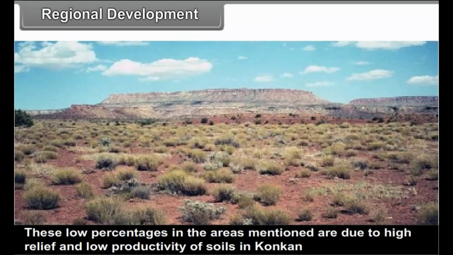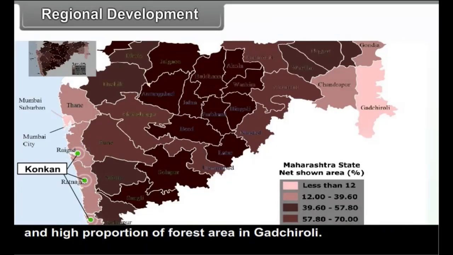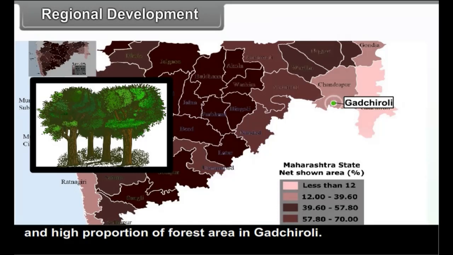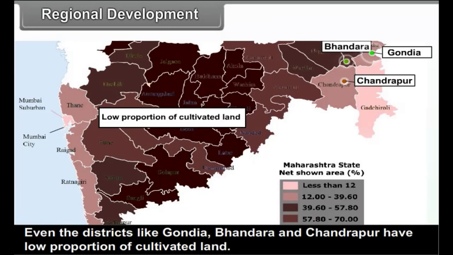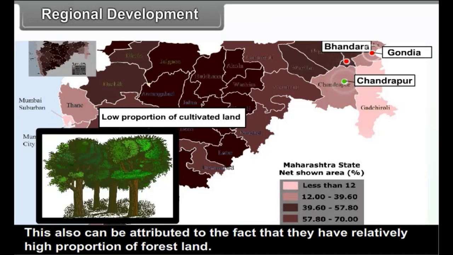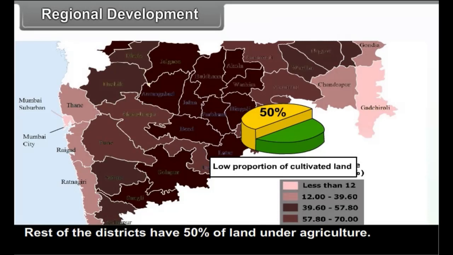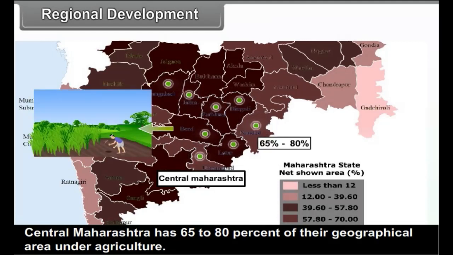These low percentages in the areas mentioned are due to high relief and low productivity of soils in Konkan and high proportion of forest area in Gadchiroli. Even districts like Gondia, Bhandara and Chandrapur have low proportion of cultivated land. This also can be attributed to the fact that they have relatively high proportion of forest land. Rest of the districts have 50% of land under agriculture. Central Maharashtra has 65 to 80% of its geographical area under agriculture.